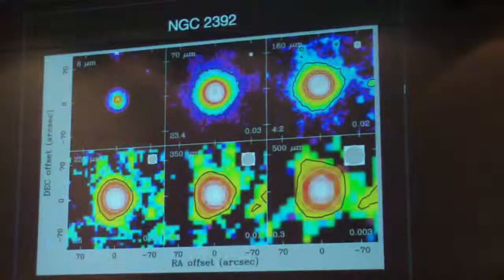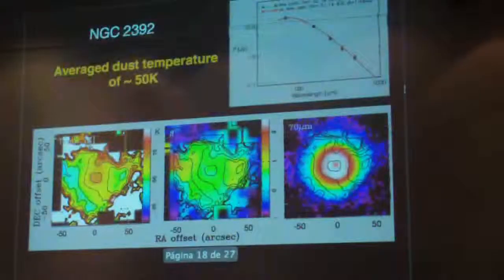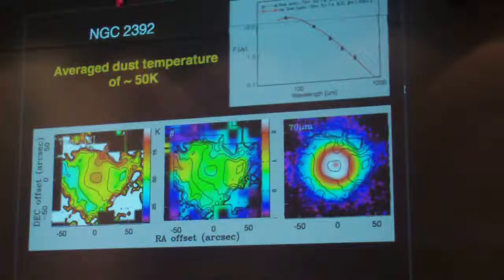Another case, NGC 2392. So this one, we don't see an extended outer halo. This object is also in the Romano-Corradi survey, and they also don't find an outer halo in the narrowband images. And so it doesn't show much in the far infrared either.